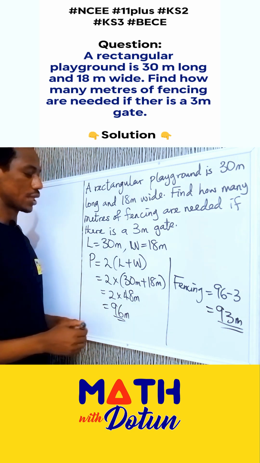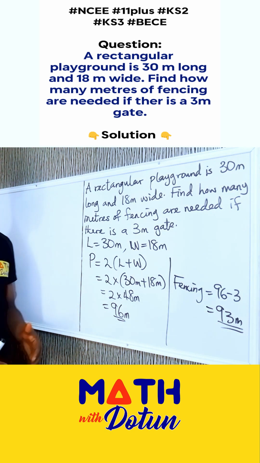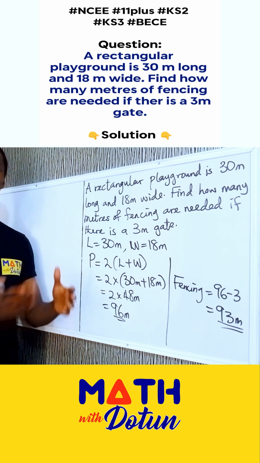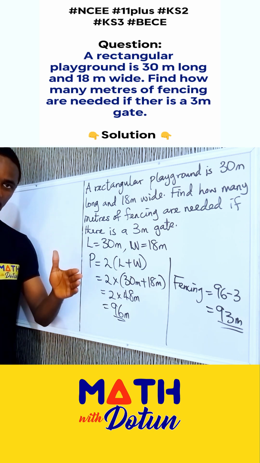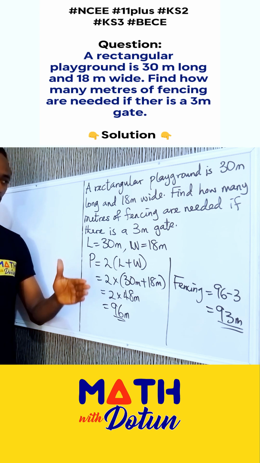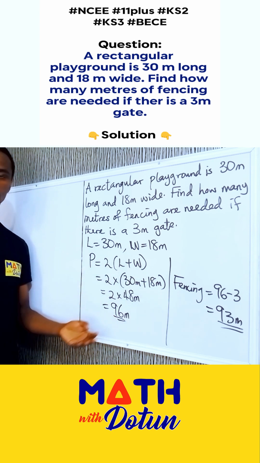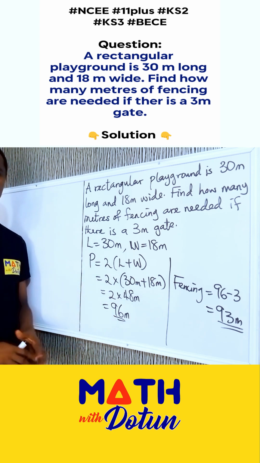So that means for the fencing, we're going to be having 93 meters of fence, and then 3 meters for the gate, which makes the total distance 96. I believe that is clear.